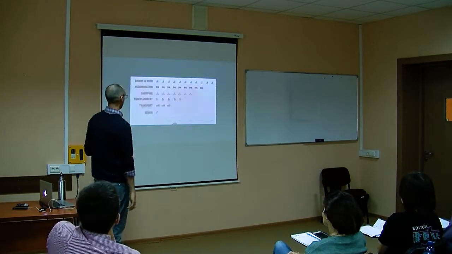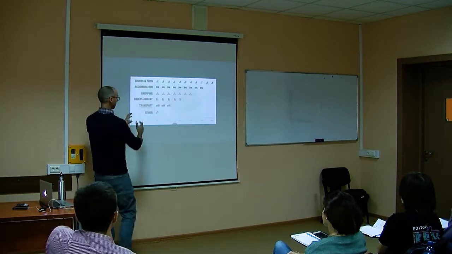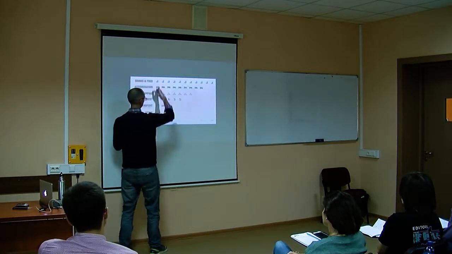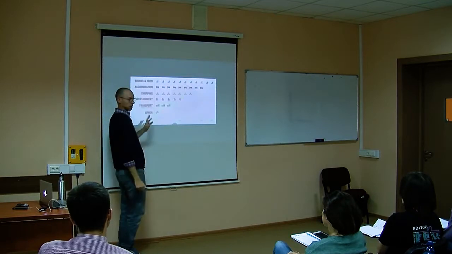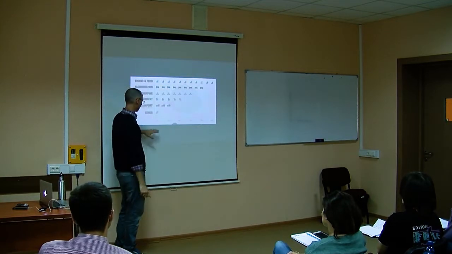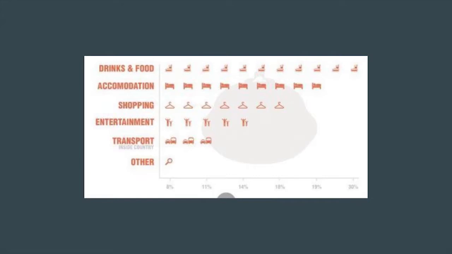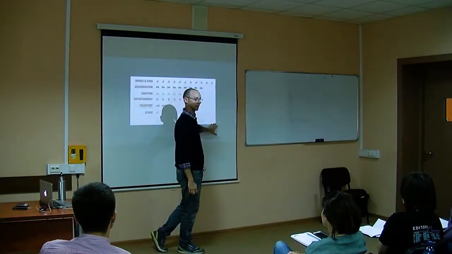Okay. So in this case, it's nicely well laid out. All the things line up. But when you look at the scale, I'll read it to you because I don't think you can read it. So it's 8%, 11%, 14%, okay, we're good so far, 18%, 19%, 30%, okay?